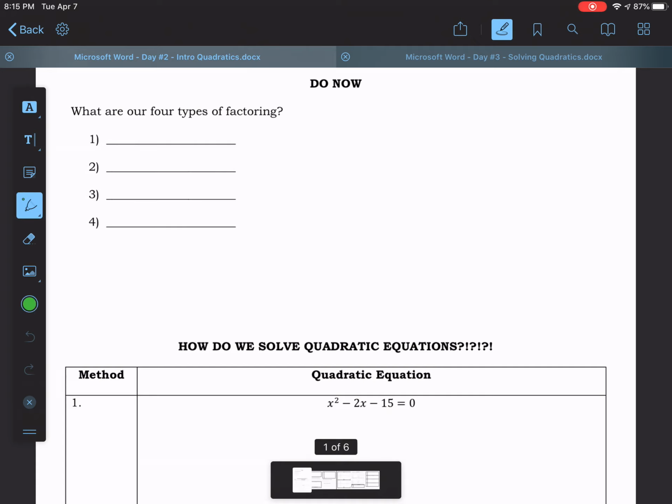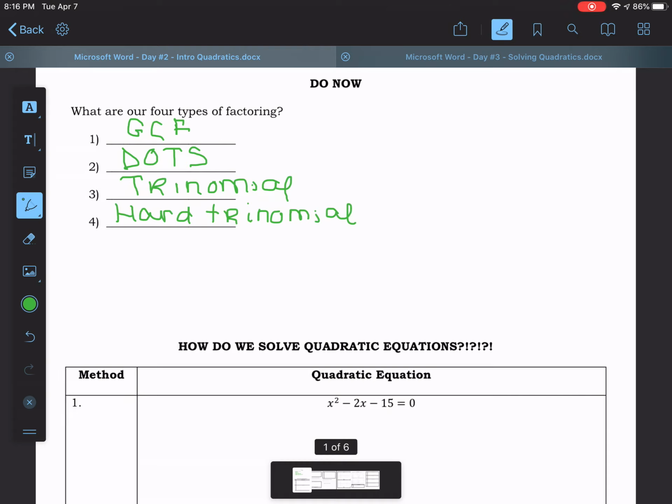The first kind is GCF. The second kind is difference of 2 squares. The third kind is trinomial. And the fourth kind is the hard trinomial. This is when the coefficient of the x squared term is something other than 1. This is when you do the slide divide bottoms up.